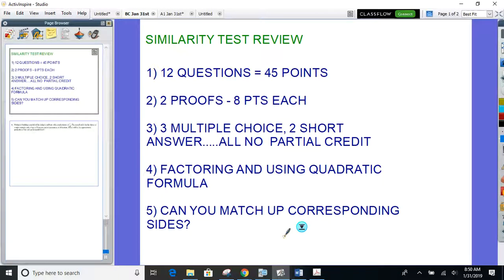All right, here it is. I tell you guys all the time what you can expect. There's going to be the two proofs on there, 8 points each. I'm hoping you guys understand the flow of a similar triangle proof.